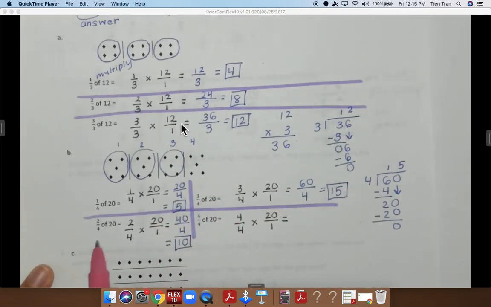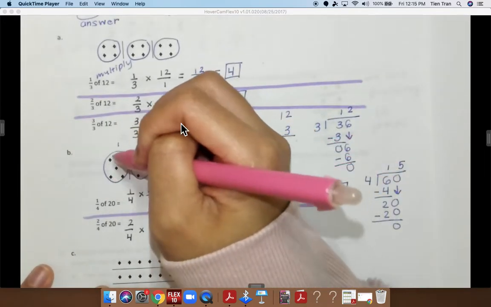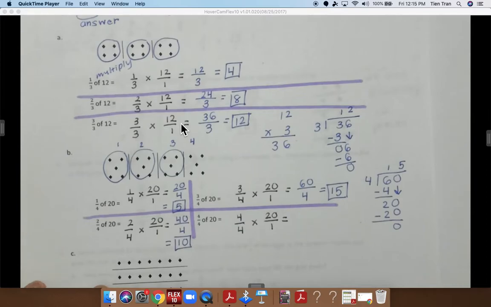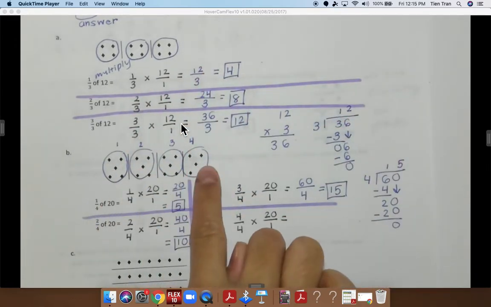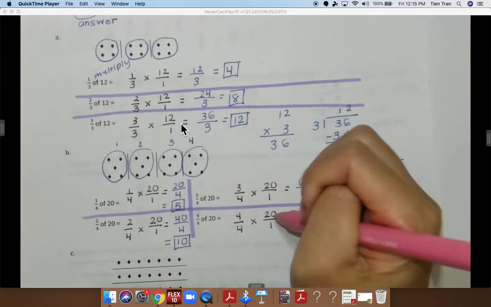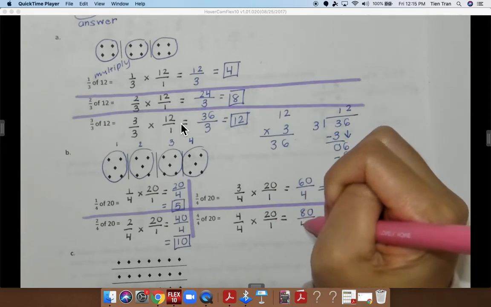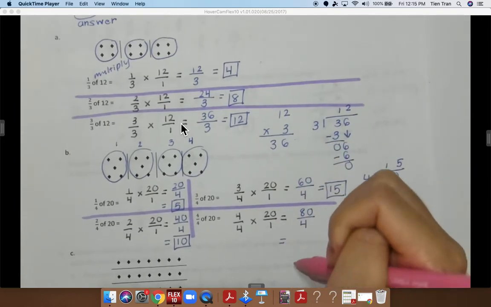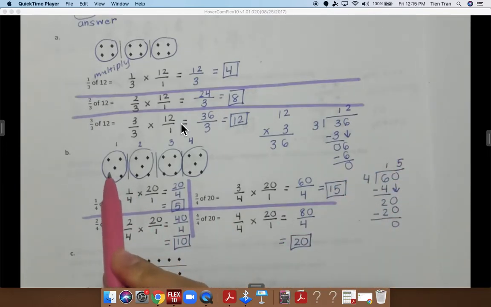And if I need to figure that out, 2/4 of 20, look here. It's 2 of these, right? So 5, 10, and that's my answer. Now we have 4/4 of 20. So that means all of this counted together. 4 times 2 is 8. Put your 0 at the end. 4 times 1 is 4. 80 divided by 4 is equal to 20. And if you were to count 5, 10, 15, 20, you also get 20.